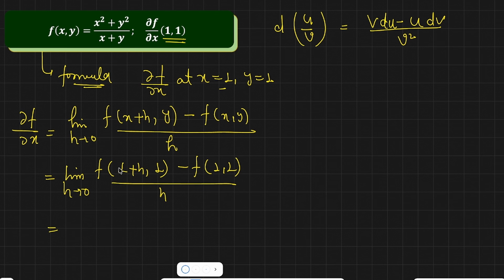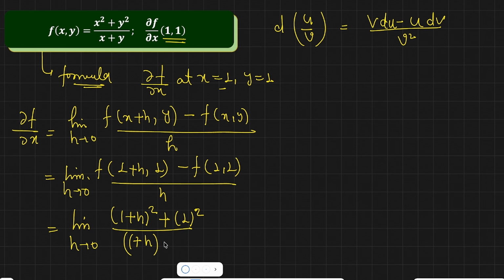Now what is your f(x, y)? That is x square plus y square. So what is the value of x? That is 1 plus h. So you put limit h tending to 0, ((1 + h) whole square plus 1 square) upon (1 + h + 1), minus (1 square plus 1 square) upon (1 + 1), divided by h.